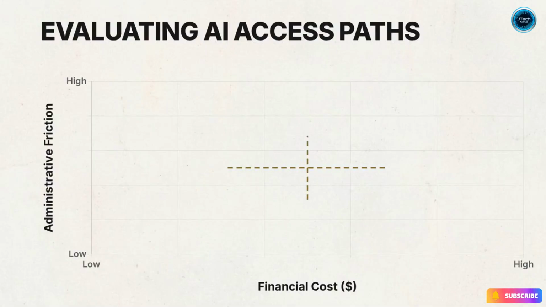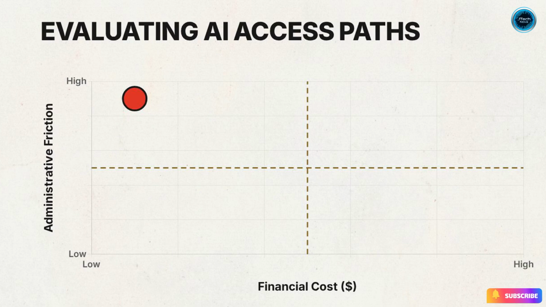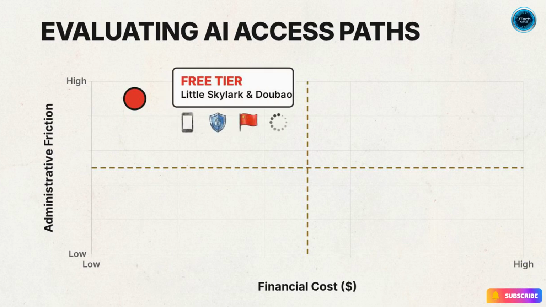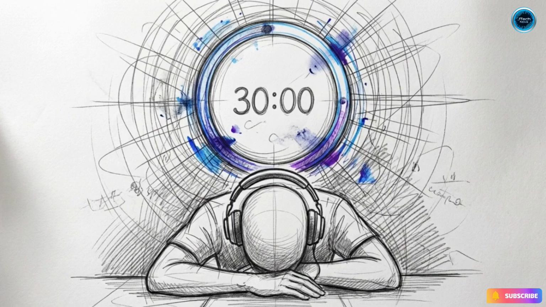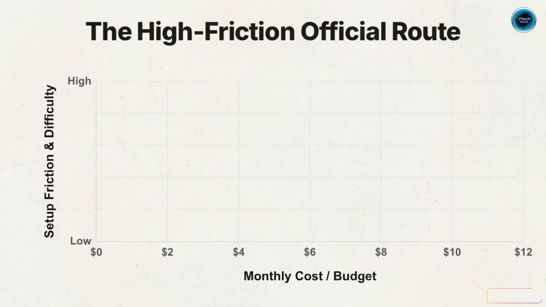To find the right path, we have to measure the different access methods based on their true cost and their administrative difficulty. The first path is the free tier, found on apps like Little Skylark and Daobao. These platforms offer daily free credits, but they are often functionally useless if you are working against a commercial deadline. Expect 30-minute server queues during peak hours, Chinese-only menus, and a mandatory SMS registration that usually requires a Chinese mobile number.